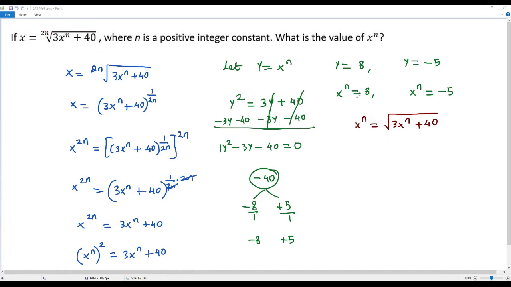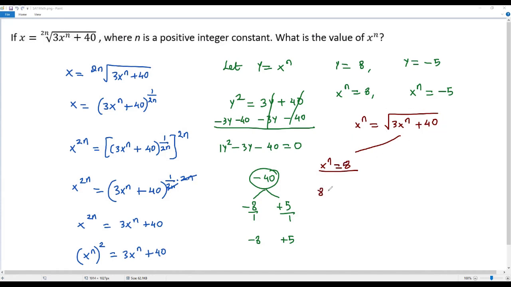Now, in this equation, we have to plug in this 8 for x to the nth power and also this -5 for x to the nth power. And we have to check whether both these values satisfy this equation. First, let me verify the first solution, that is x to the nth power equals 8. Let me plug in this 8 for x to the nth power over here.